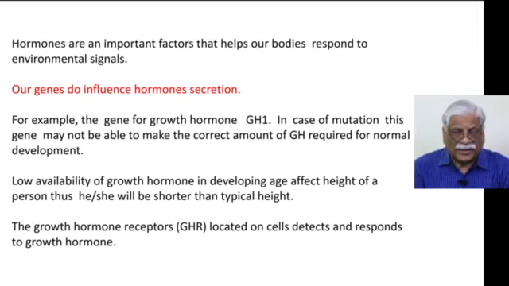How does growth hormone act on a cell to affect these characters? Basically, every cell consists of certain receptors. These are proteins which bind with the hormone, known as receptors. So, every hormone produced by different glands has its own receptor on different cells. Like growth hormone has a receptor, called the growth hormone receptor, located on cells, and once the growth hormone binds, the cell will respond to the growth hormone.